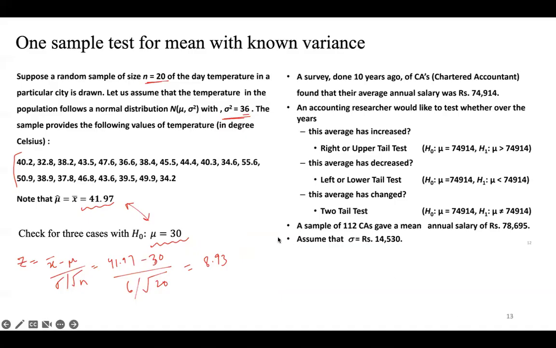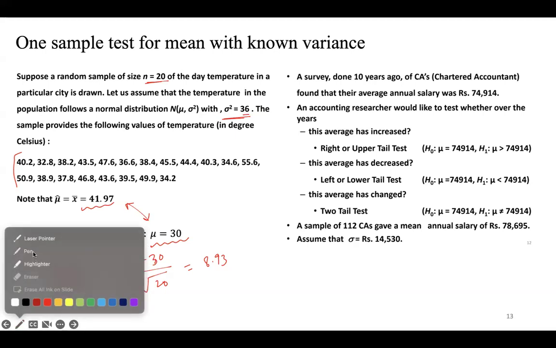Okay, ma'am. So we will be accepting the H naught in the third case. Yes, that is, that mu is greater than 30, that we will accept. Because mu less than 30 we'll reject, and mu greater than 30 we'll accept. Okay, all right, fine.